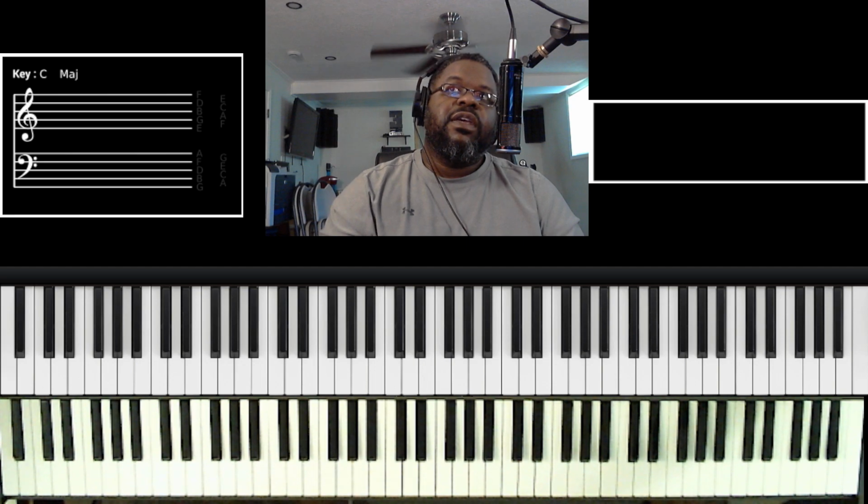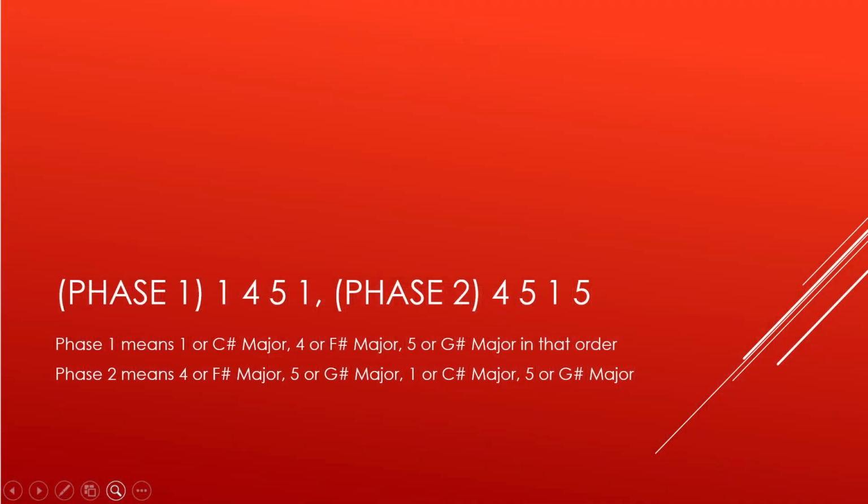So now phase 1 has 1, 4, and 5. Let's go back to the screen. 1, 4, 5, 1. Okay? And remember, 1, 4, and 5 are all major chords. If you see here, it breaks down a little bit further. If you need to do a screenshot or copy it on your screen, you can write it down, or if you know how to use screen capture, you can record this, or you can cut it. Whatever makes it so you can understand it.